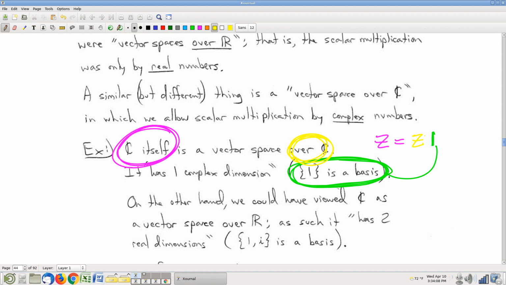Okay. Now, everything reverts to being just fine and dandy if you go back to requiring real scalars. Requiring real scalars, that's a basis. A complex number Z is a linear combination of the vectors 1 and i. If you allow only real scalars, then this has to be the number a, the real part of Z, and this has to be the number b, the imaginary part of Z. Right?